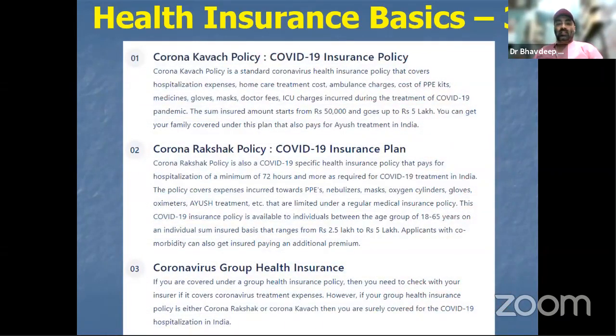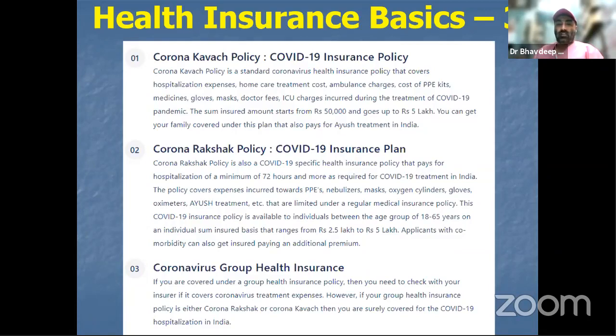Usually the 3 policies which are available are the Corona Kavach policy, Corona Rakshak policy, and the coronavirus group health insurance. The Corona Kavach was the standard health insurance plan. Usually that was covering now the cost of PPE as well, the ambulance charges, home care cost, medicine, gloves, all those things which are incurred. And the sum insured is from 50,000 to 5 lakh. And usually the premium was there at 1%. So for a 50,000 coverage, you need to pay a premium of close to 450 rupees. The Reliance policy was there in that regard.